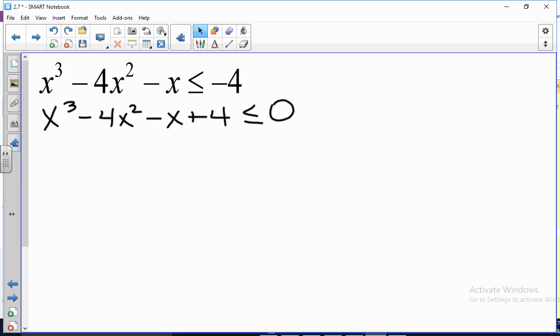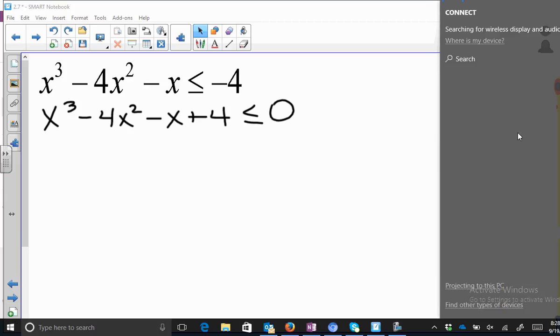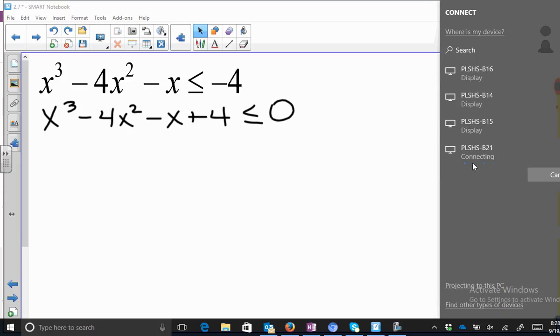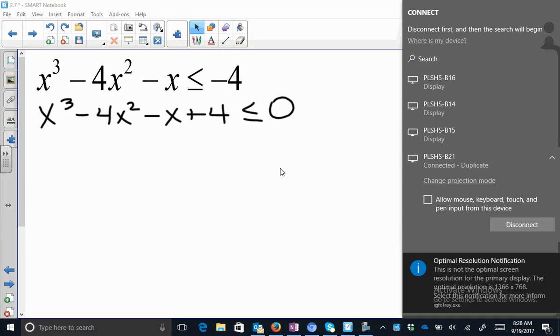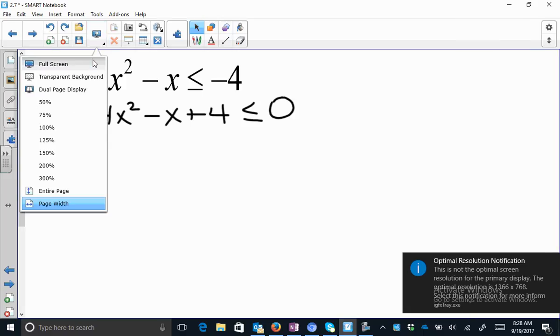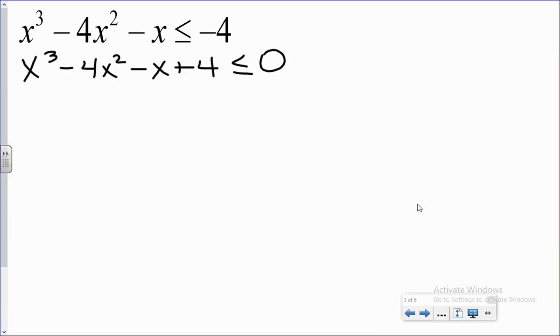Okay, so now what I want you to do as I try to get this back online, please rewrite that as the equation x cubed minus 4x squared minus x plus 4 equals 0. So now to find zeros, we're going to write it as an equation just to find the zeros. Yes, I know it's an inequality, but for right now, we're going to find the zeros.